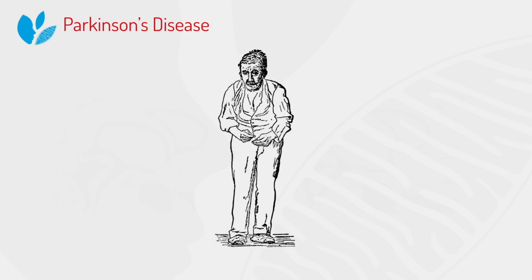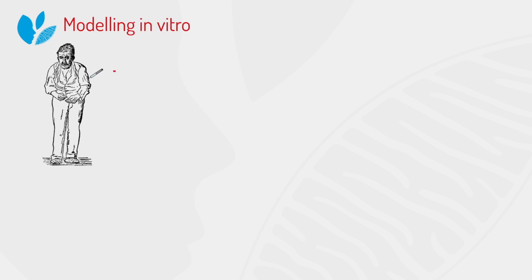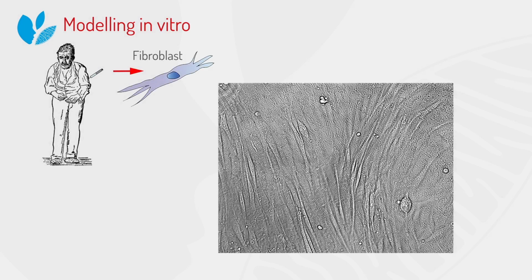In this scenario, what we try to do in the lab is to develop tools for testing potential drug candidates to treat the disease. For this, we would need neurons from the patients, and this is hard to obtain. So what we do instead is we take a skin sample from the patients and we isolate a type of cell called fibroblast. Here you can see a representative image of how these cells look in a bright field microscope.